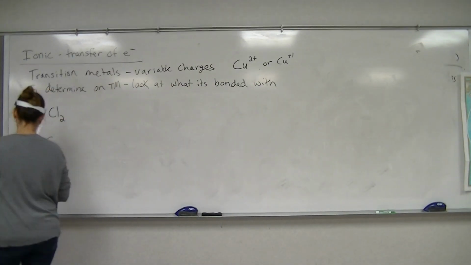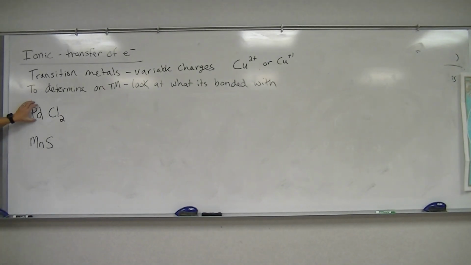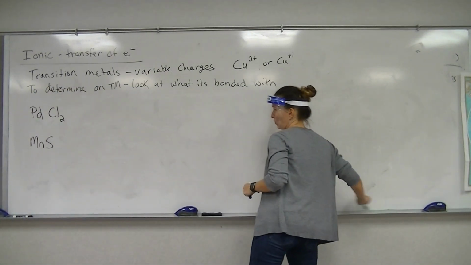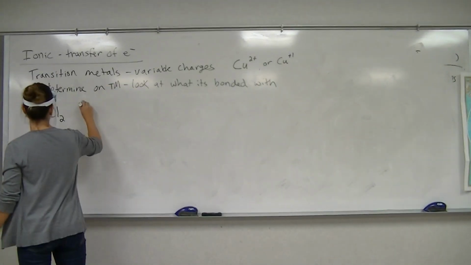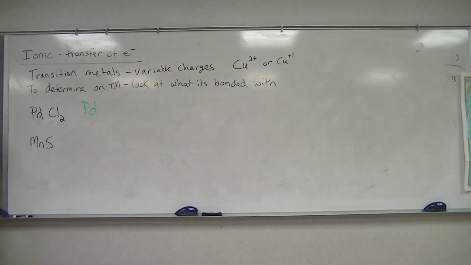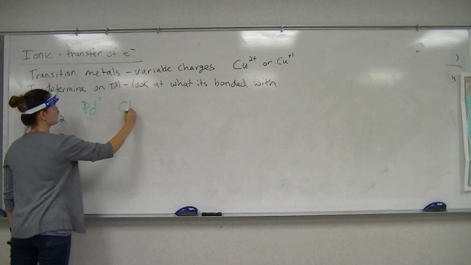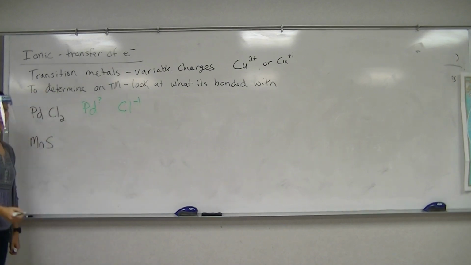So how do I know if it's a transition metal? You find the symbol, you see it's in the D block, so you know that you don't know the charge and you're going to have to figure that out. To figure it out, we look at what it's bonded with. So we don't know palladium, that's what Pd is, question mark, but we do know chlorine. -1, it's a halogen. All halogens are -1.